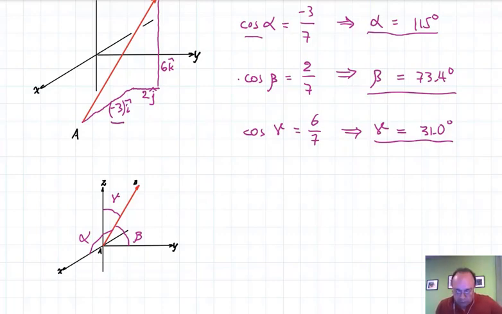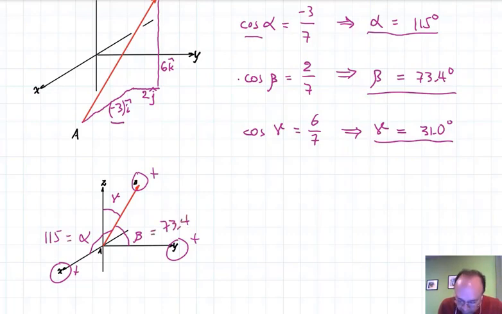Maybe it's important to point out that all these angles are measured from the positive axis, right? From the positive axis. So this will be 115, this will be 73.4, and gamma will be 31.0 degrees. All right, that will be it.